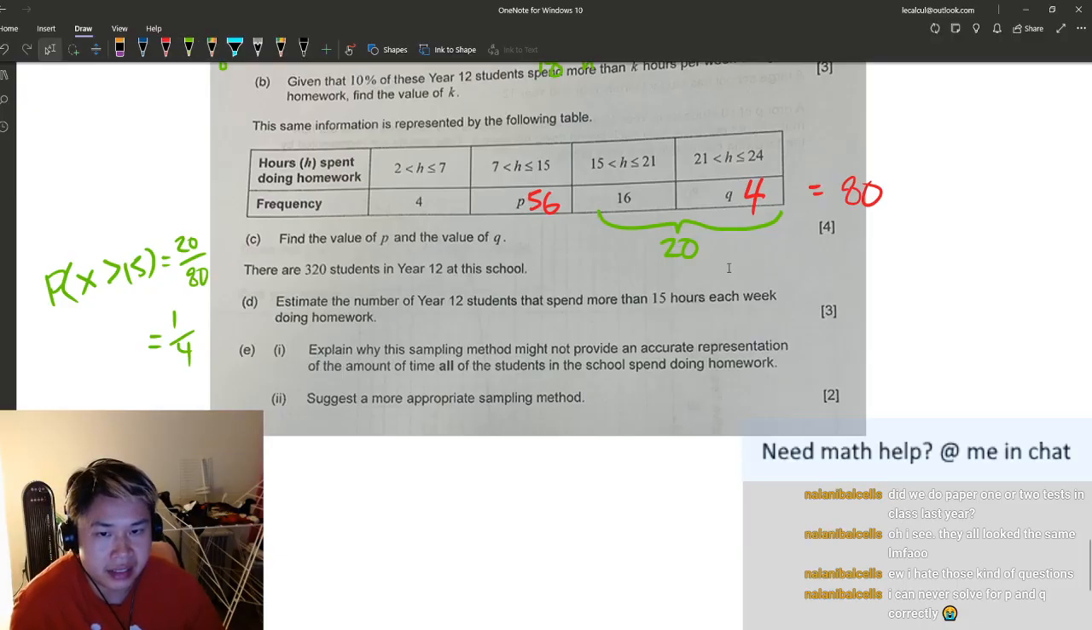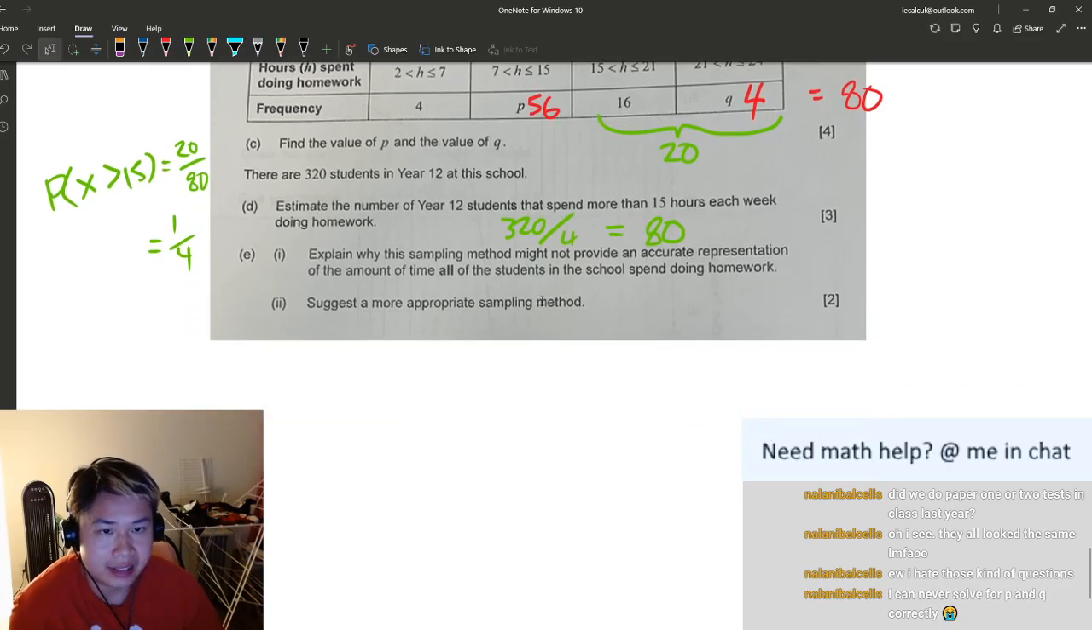Okay, and then estimate the number of students that would spend more than this amount. There's 320. The probability of spending more than 15 hours studying is 1/4. So you just multiply the two together. 320 divided by 4, which is what, 80? So there's about 80 people that spend more than 15 hours each week doing homework.